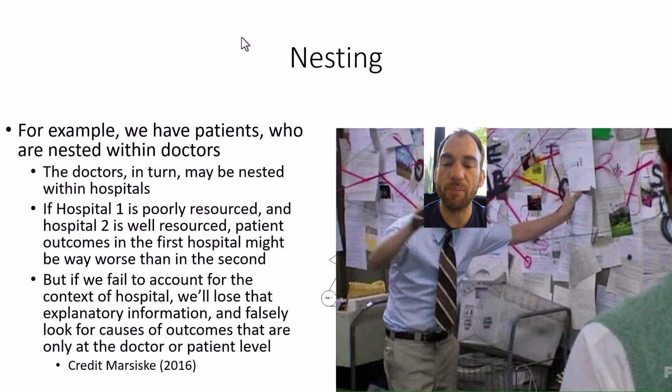The doctors, in turn, may be nested within hospitals. If hospital 1 is poorly resourced and hospital 2 is well resourced, patient outcomes in the first hospital might be way worse than in the second. But if we fail to account for the context of the hospital, we'll lose that explanatory information and falsely look for causes of outcomes that are only at the doctor or patient level.